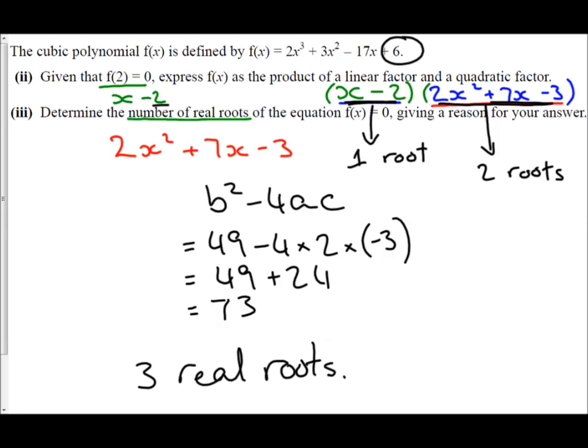Finally, it might ask you to sketch a graph showing all the intersections with the axes, in which case you need to solve the equation f of x equals 0 to find the intersections with the x-axis. In this case, it would be intersecting the y-axis at plus 6. And then you have a go at sketching the graph. I hope that's been useful to you looking over division of polynomials.